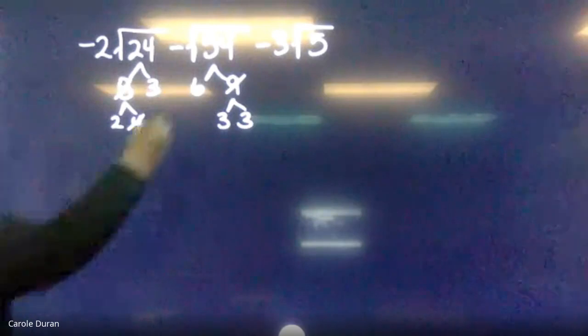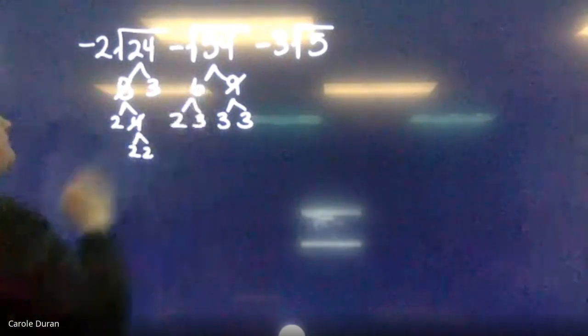No, 6 is 2 and 3. Oh, yeah, sorry. We would have to break that out. I apologize. Now I'm going to go ahead and do my prime factorization.